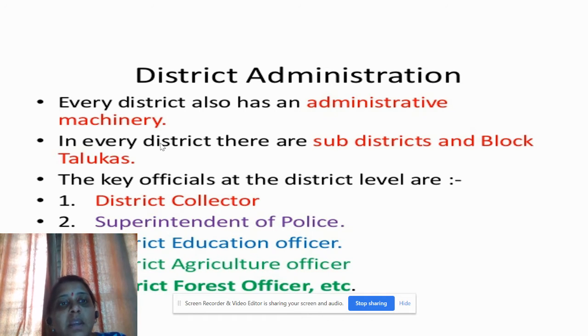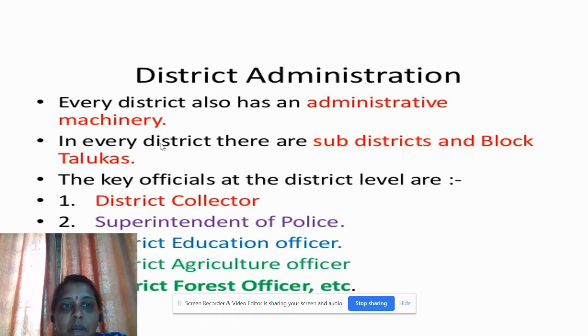Under the superintendent of police there are different divisions, which are divided for maintaining law and order, each into 8 to 10 divisions. In each division there is an inspector, and there is an SI, and there are constables and head constables working in each division of the police station.